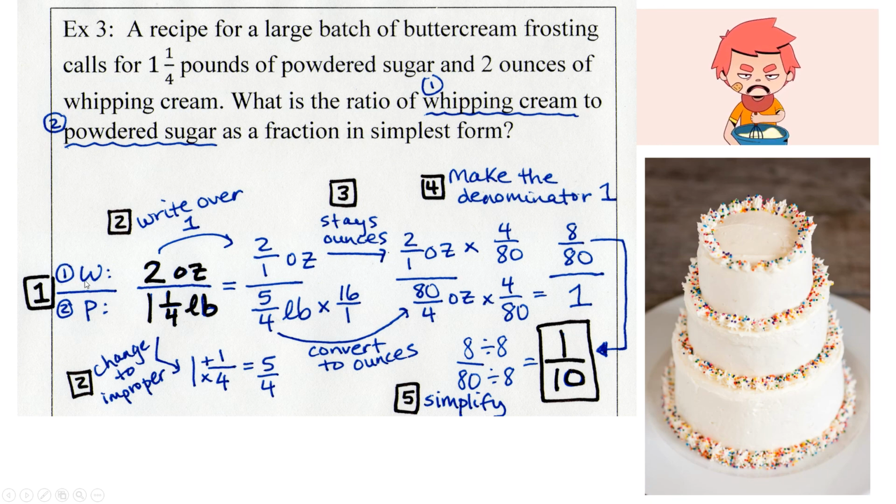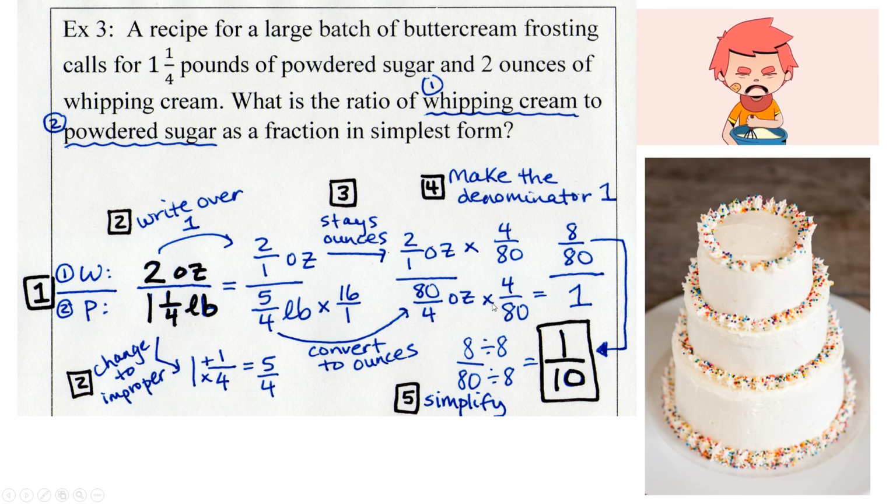So step 1 is the setup. Step 2 is putting the 2 over 1, or in this case, this one needs to change to improper. Then we have ounces and we have pounds, so we need to convert to ounces. This one's staying ounces. So 16 ounces per every 1 pound. I did not cross cancel the 16 and the 4, even though that would have been helpful. I left it here in case students don't cross cancel.